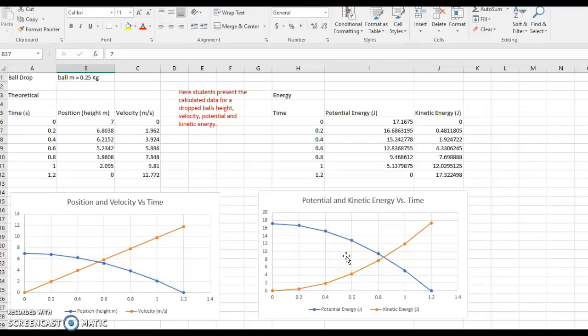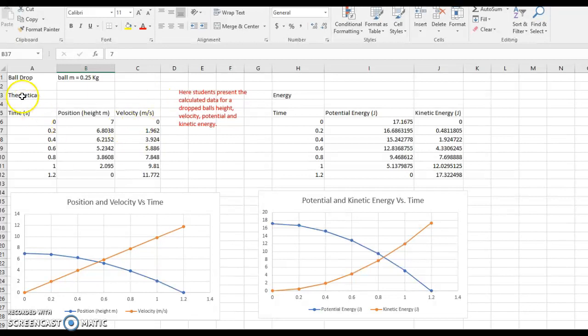Hi, so this is the spreadsheet I have for the Conservation of Energy lab. As you can see up here, it's a ball drop lab, so we're going to have the ProbeWare set up a couple meters, and then we're going to drop a ball underneath it and measure how it falls, its velocity and position as it falls.